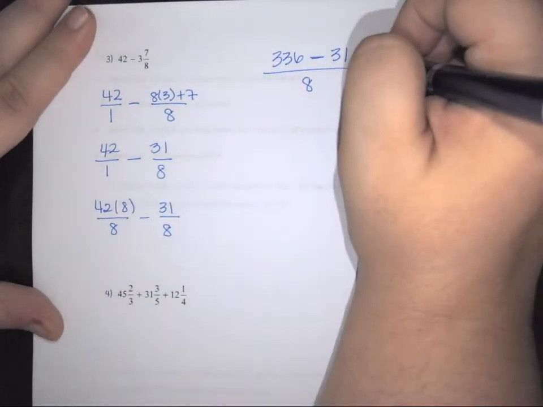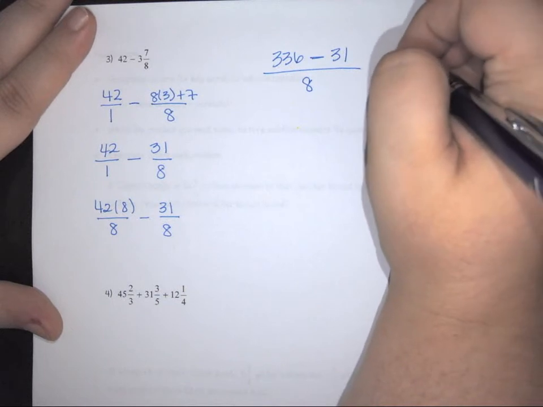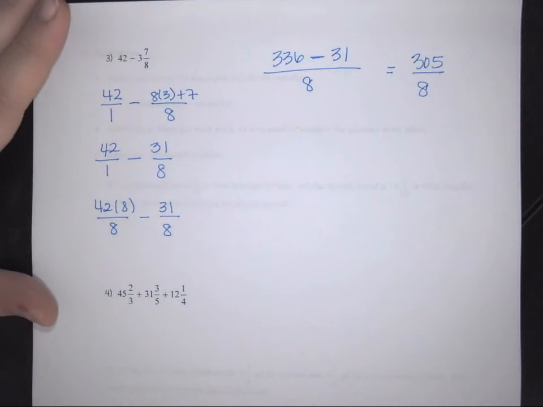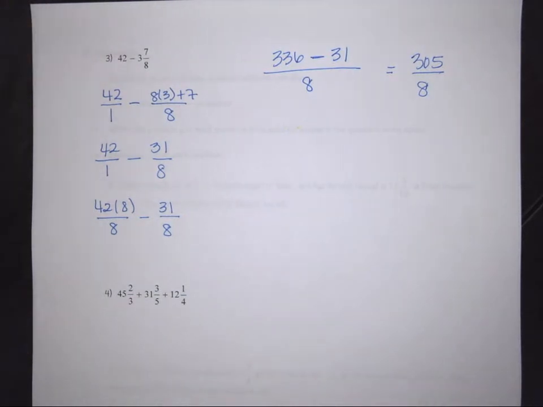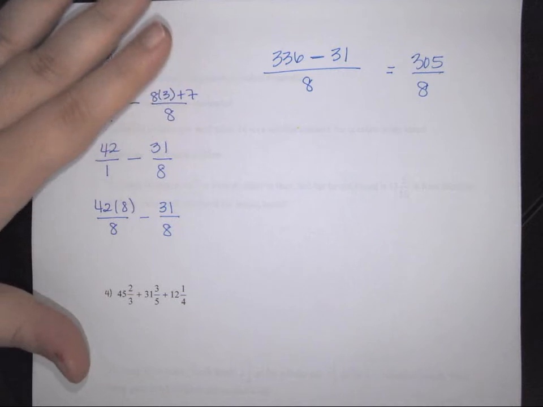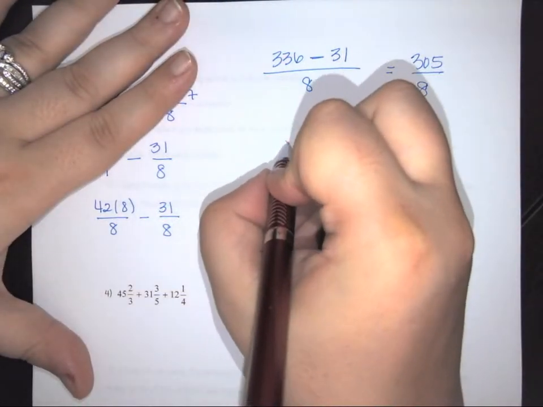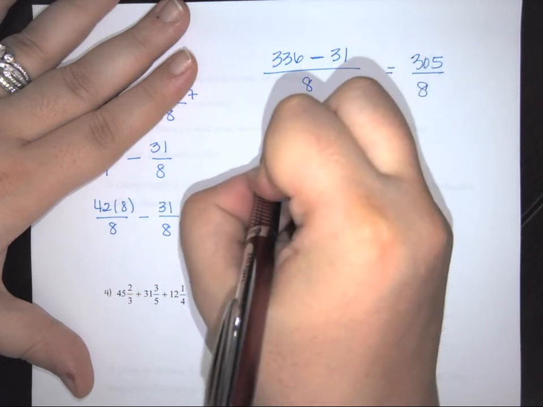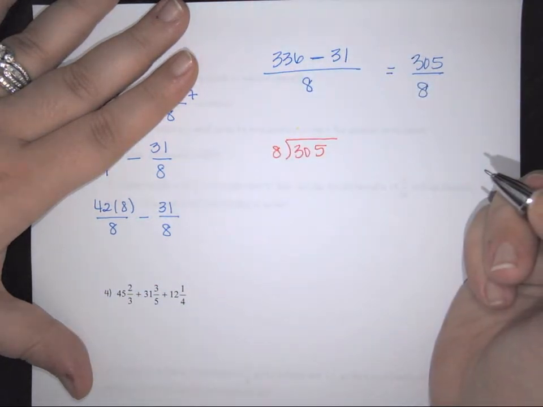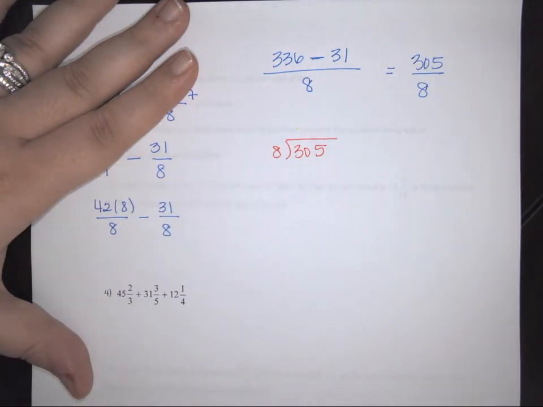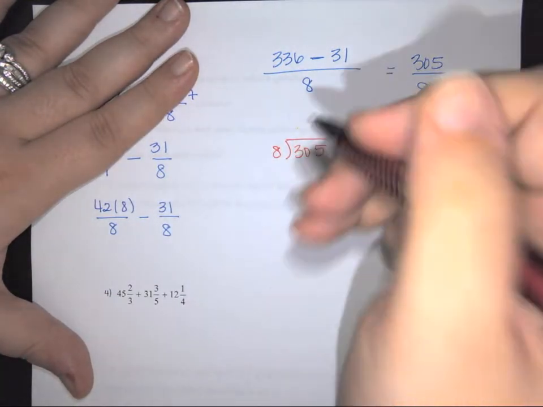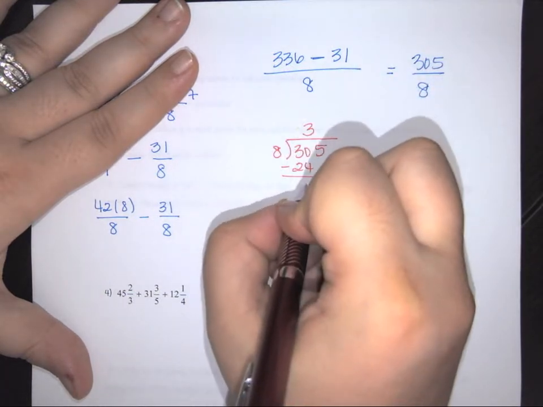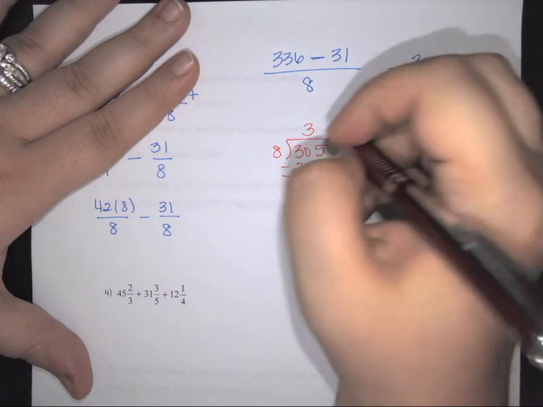So here this is going to become 305 over 8. Now, just like before, we need to change that over to its mixed number form. So again, 305 goes inside, 8 goes outside. And we look at how many times does 8 go into 30? Well, 8 goes into 30 3 times. 8 times 3 is 24. Leaves me with 6 behind.